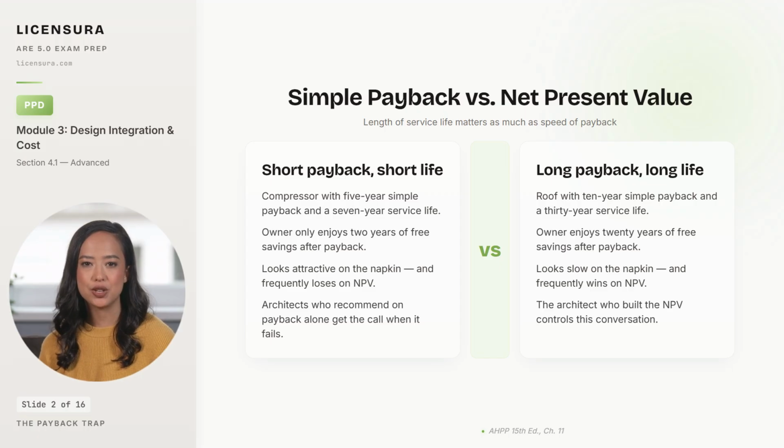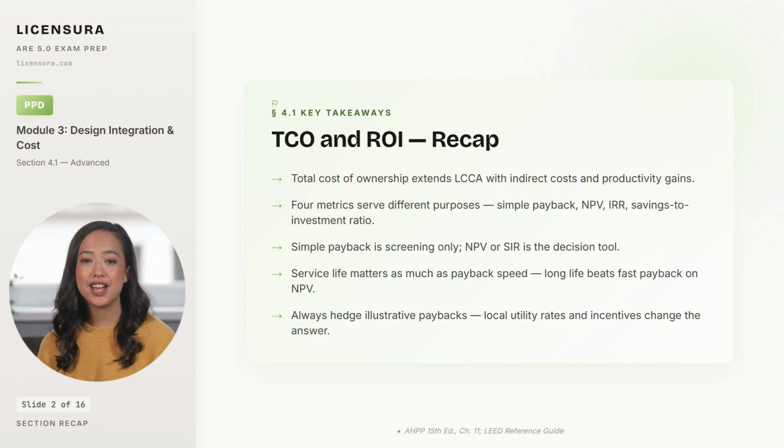Five takeaways close the loop on how to talk about ROI without overpromising. Five takeaways from the ROI framework. Total cost of ownership extends lifecycle thinking to indirect costs, productivity, user satisfaction, environmental externalities that frequently determine which option actually wins on the owner's spreadsheet. Four metrics serve four different purposes: simple payback for screening, net present value for the decision, internal rate of return when there is a hurdle rate, and savings to investment ratio for ranking multiple upgrades.